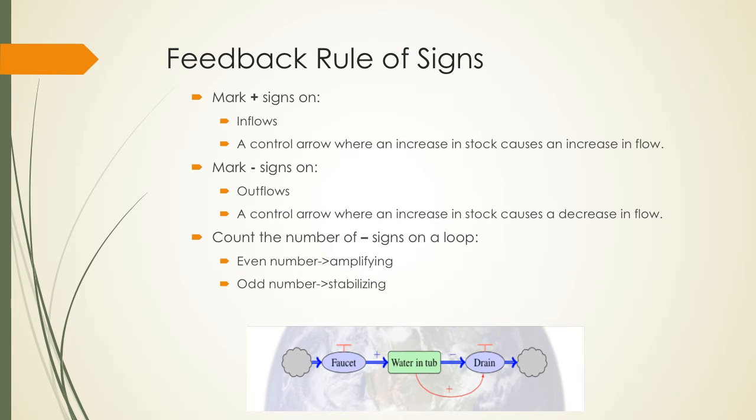Looking at the bathtub model, I've labeled the inflow from the faucet with a positive sign and the outflow from the drain with a negative sign. Since the outflow increases as the water level in the bathtub increases, I've labeled the control arrow from the tub to the drain with a positive sign as well. Counting the negative signs in the feedback loop between the tub and the drain, I see that there is exactly one. This is an odd number, indicating that the feedback loop is stabilizing. This matches my earlier reasoning.